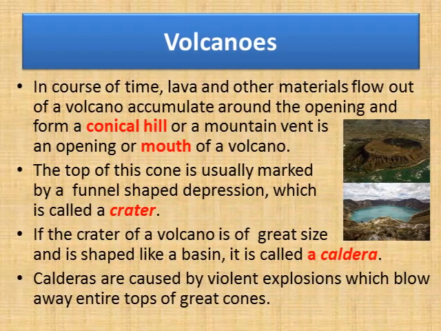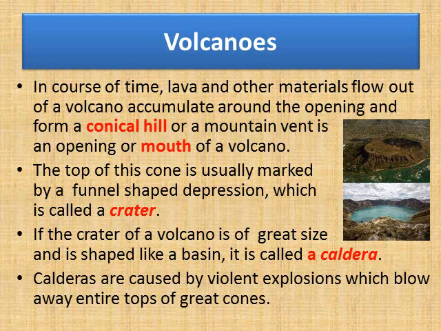Dear children, in course of time, lava and other materials flow out of a volcano, accumulate around the openings and form a conical hill or a mountain. The vent is an opening or mouth of a volcano. The top of the cone is usually marked by a funnel-shaped depression which is called a crater. So we can see a cone is formed, and the top of the cone is in the shape of a funnel and it is depressed, that is, going inside, and it is called a crater.